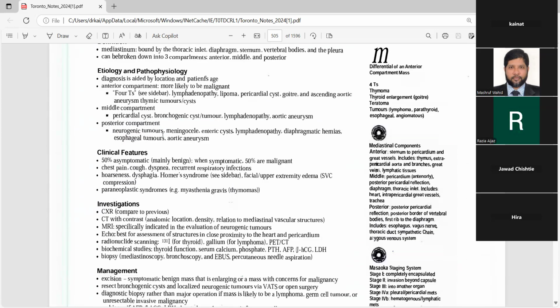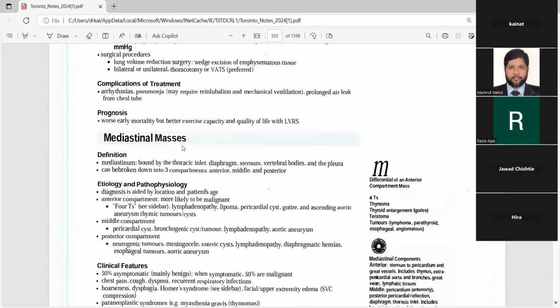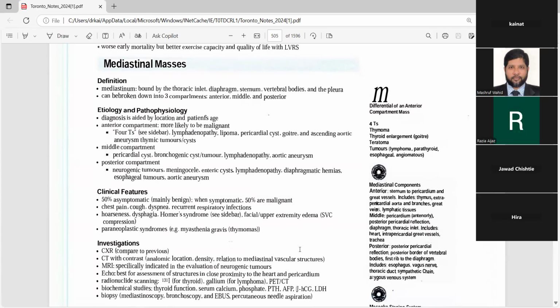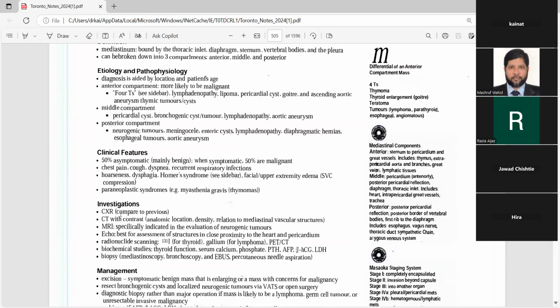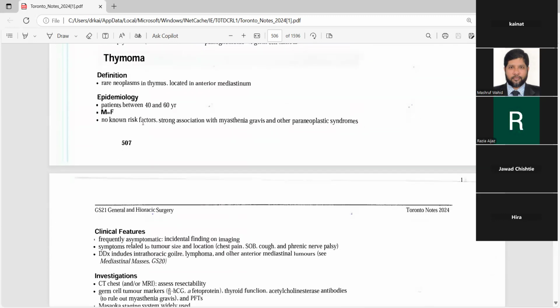Then comes the mediastinal masses. Usually it's not very common, but they can give you an X-ray and ask you what is the diagnosis. In the X-ray, it's very common that you can see the mediastinal masses. Which ones? Thymoma, thyroid enlargement, teratoma, and the tumors, mainly mediastinal tumors. Usually we do X-rays to compare with the previous X-rays. That's about it, and the treatment is surgical anyway.